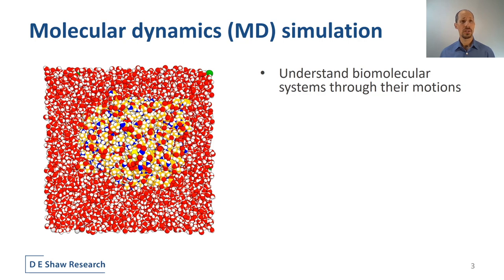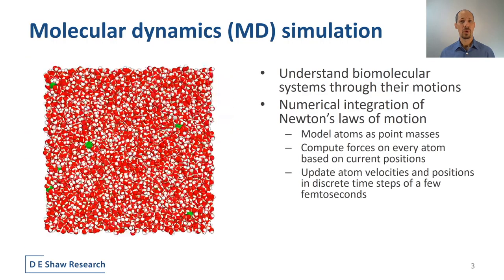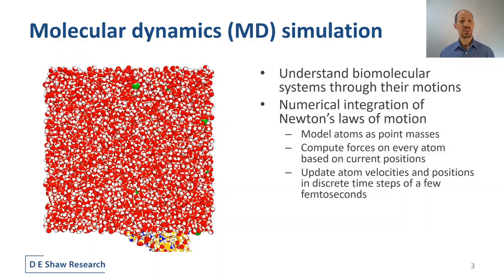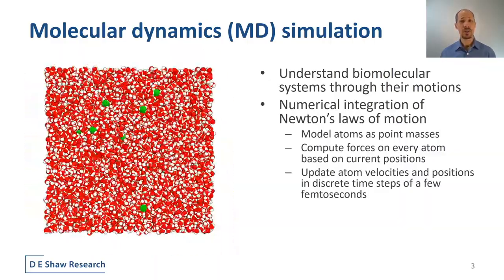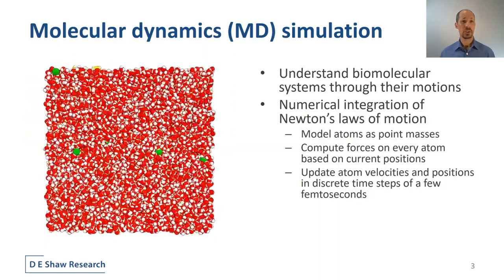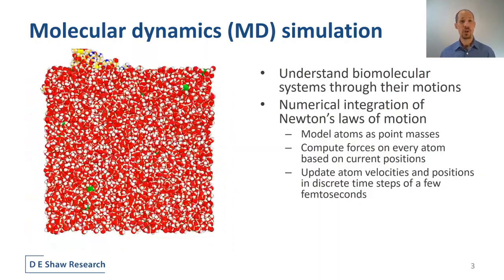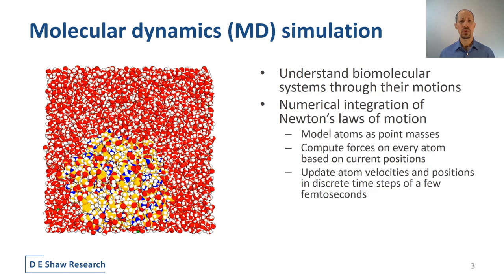MD simulations compute the evolving positions of these atoms by numerical integration of Newton's laws of motion. Forces among thousands to millions of atoms are computed according to physics-based models that describe interatomic energy potentials. These forces are integrated over discrete time steps of just a few femtoseconds to determine new positions and velocities for the atoms, a process repeated billions of times to generate trajectories at timescales of interest.